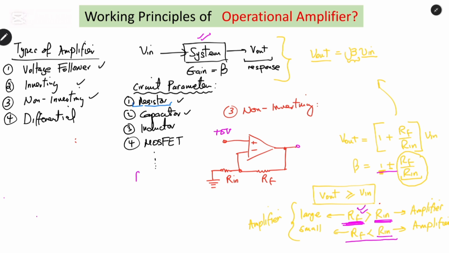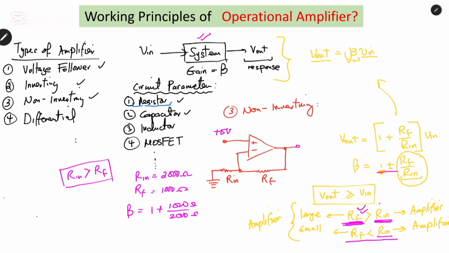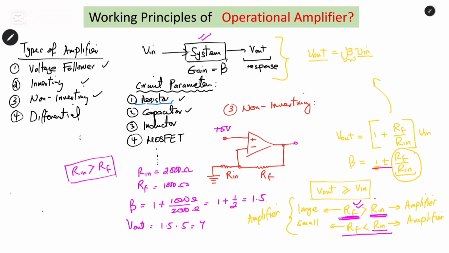Let us see, if we now say Rin is equal to 2000 ohms and RF is equal to 1000 ohms. In that case, we say Rin is greater than RF. So what will happen to the voltage output? We can calculate beta: 1 plus 1000 over 2000 ohms. So equals 1 plus a half, and it will be 1.5. Therefore, the V out will be equivalent to 1.5 times 5. What do we get? We will get 7.5 volts as the output.